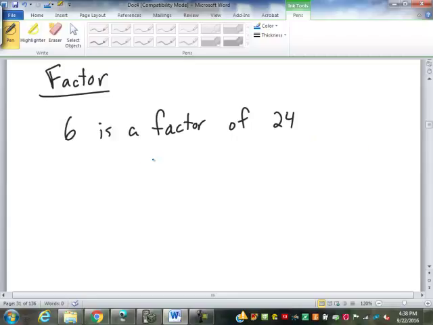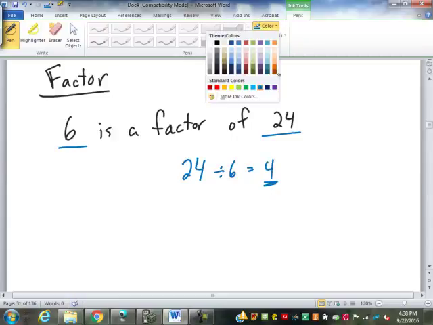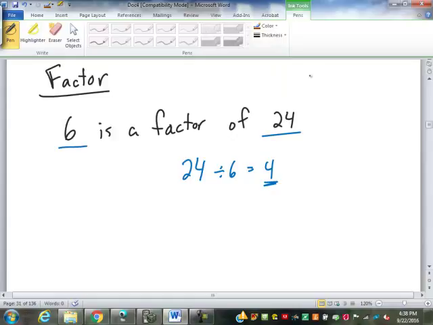A factor is a number that divides into that number and gives you a result of a whole number, so without a decimal or fraction or a remainder. So 6 is a factor of 24 because 24 divided by 6 is 4. It gives us a whole number. Technically, the definition of a factor is a number that can be multiplied by a whole number to give you that. So 6 times 4 gives you 24.